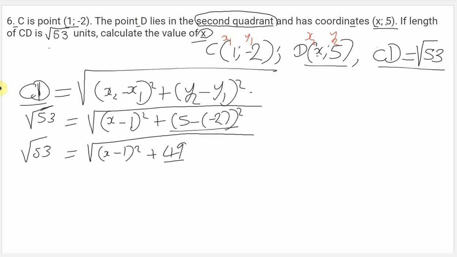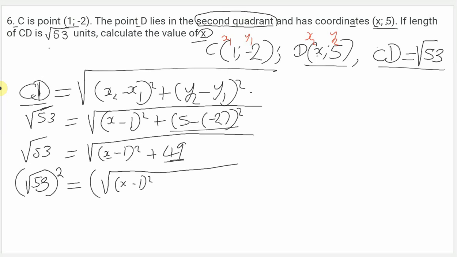7 squared is 49. Now you are here and you need to solve for a value of x. So what you're gonna do is, to get rid of these roots, you will basically have to square both sides of this equation. So you will have to write everything and square both sides.